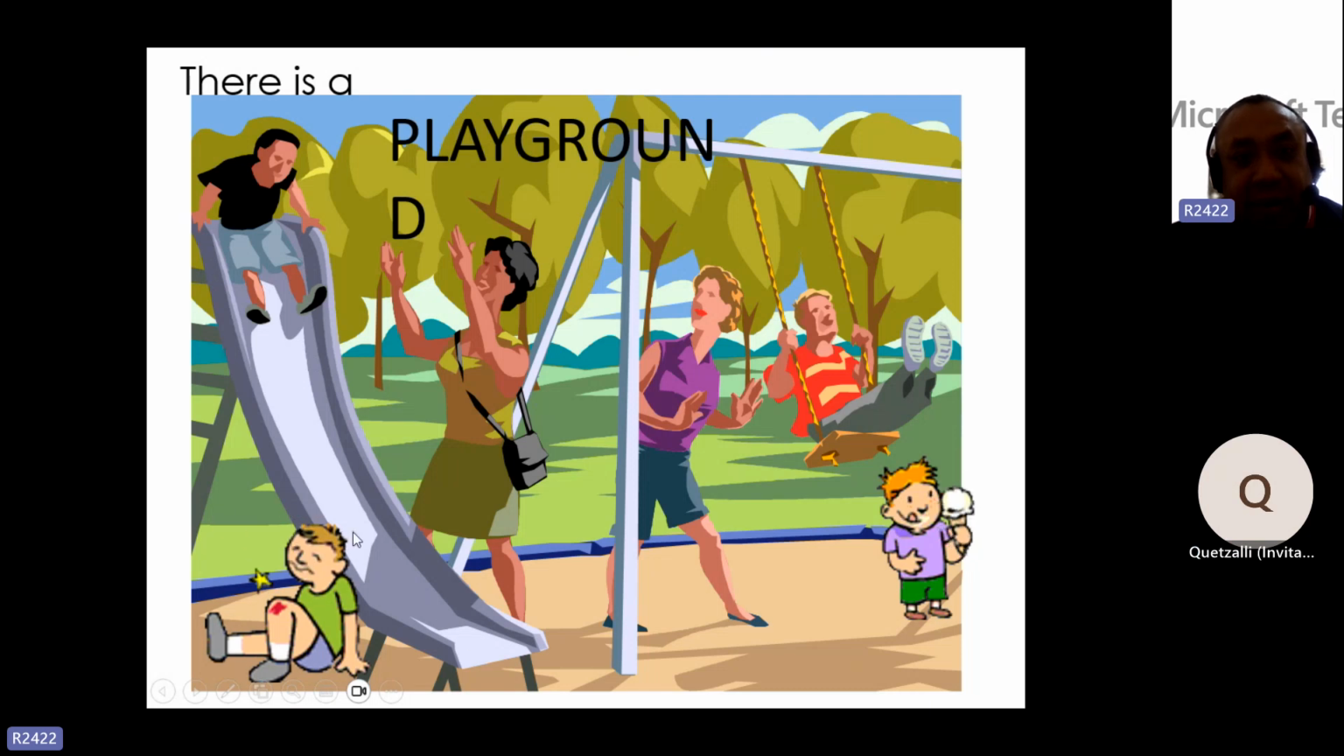Casale. Resbaladilla, Casale. How do you say resbaladilla in English, Casale? Slipper or something like that? Casi. Ahí te lo pongo, mira. A slide. Ahí está. A slide, okay. Very good, Casale.